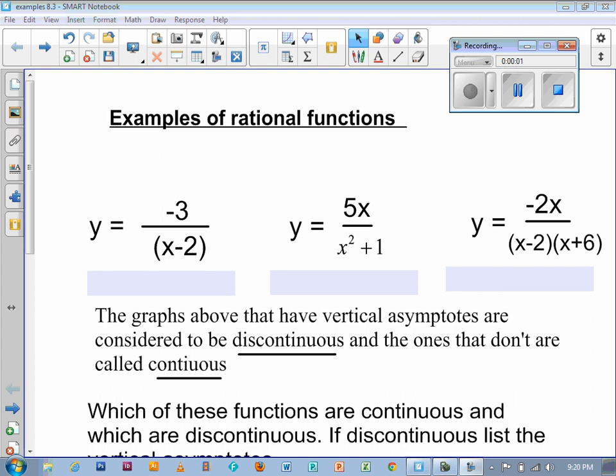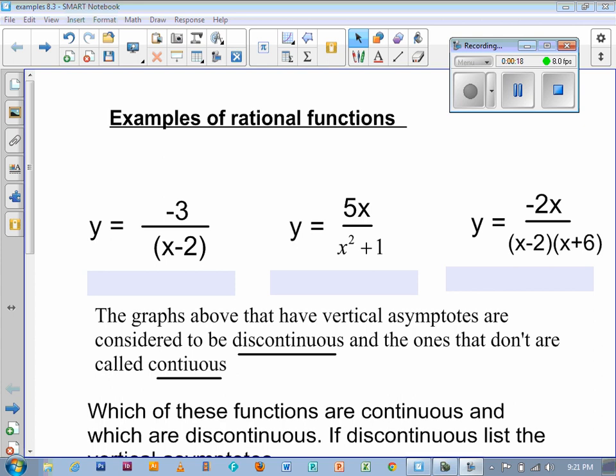This is lesson 8.3, Algebra 2B. Today's lesson is on rational functions. The objective of this lesson is to be able to graph rational functions and look at special situations that come up when we have to work with rational functions.